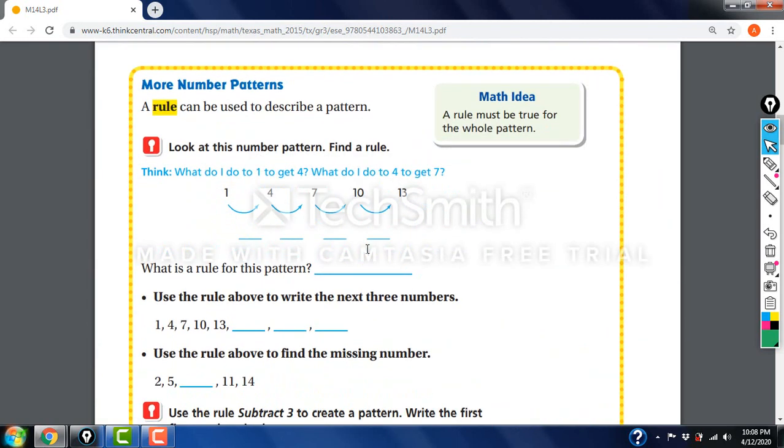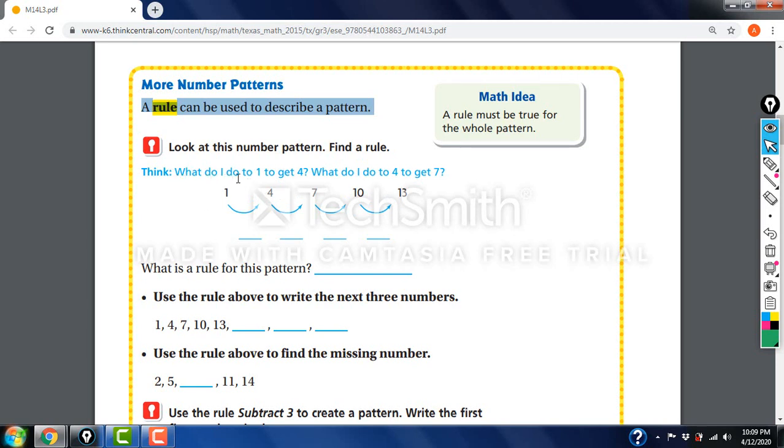Let's take a look at this one. A rule can be used to describe a pattern. That's what we're going to do today. We're going to identify rules. A rule must be true for the whole pattern. So a rule cannot be true just for these two numbers and then not for these two numbers. It has to be true all the way across.